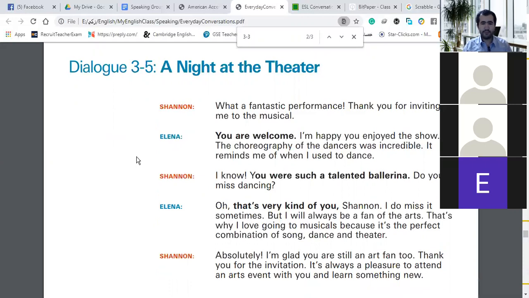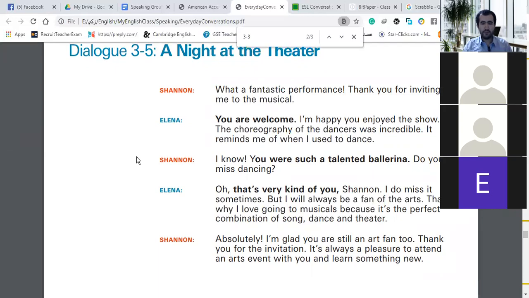Oh, that's very kind of you, Shannon. I do miss it sometimes, but I will always be a fan of the arts. That's why I love going to musicals, because it's the perfect combination of song, dance, and theater. Absolutely. I'm glad you are still an arts fan too. Thank you for this invitation. It's always a pleasure to attend an arts event with you and learn something new. Very good.